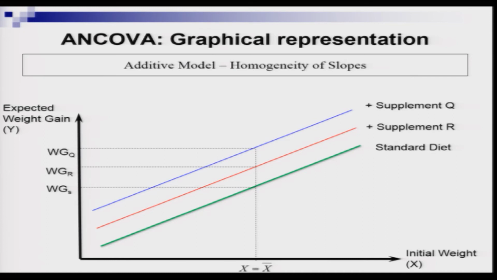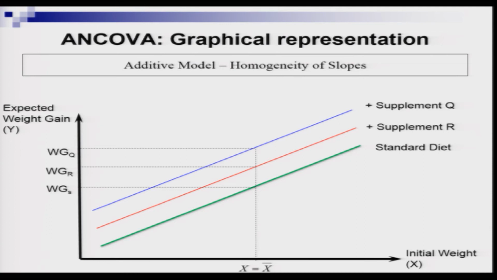Along the x axis, the horizontal axis, I am measuring the values of this continuous regressor, which is the initial weight of a bird, and along the vertical axis I have measured the dependent variable, which is again continuous, and that is the expected weight gain. Now let us assume that there is some mean for the continuous regressor x, which is x bar, and at the sample mean of the data, x equal to x bar, we are interested in measuring the impact of different diets. These are basically 3 different treatments.